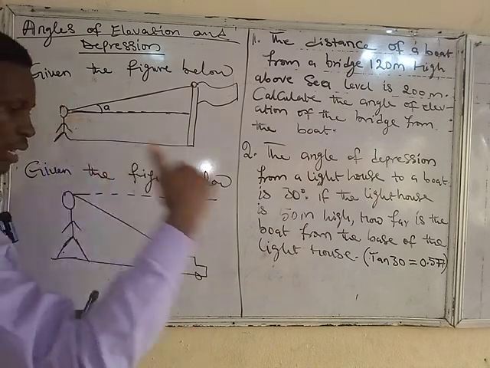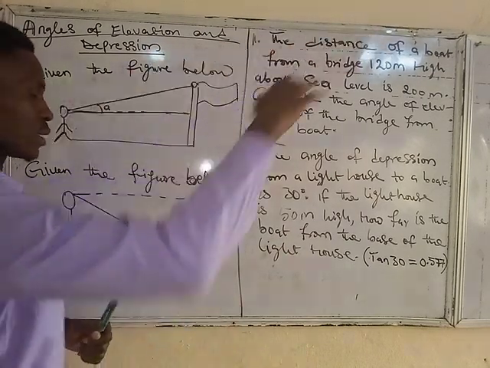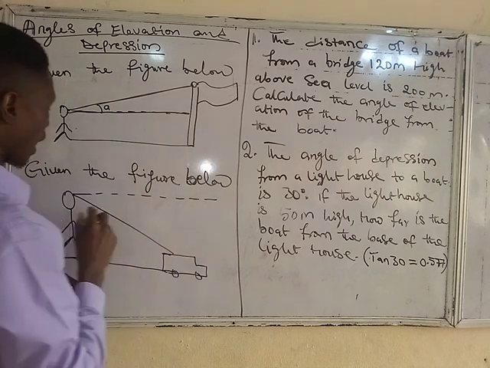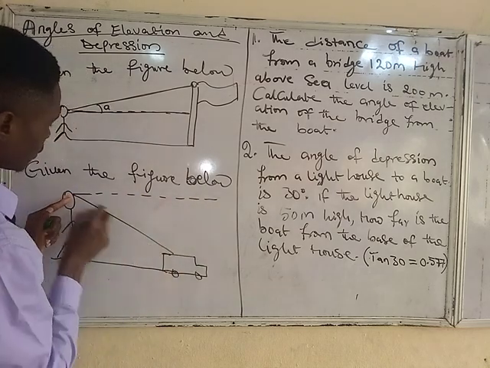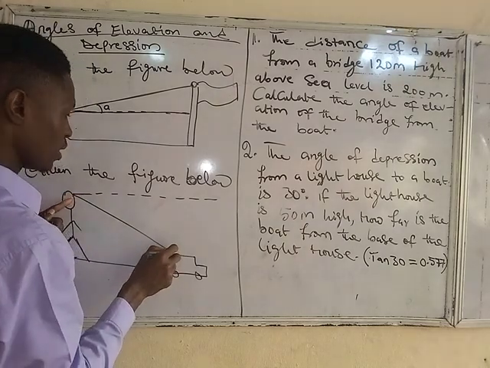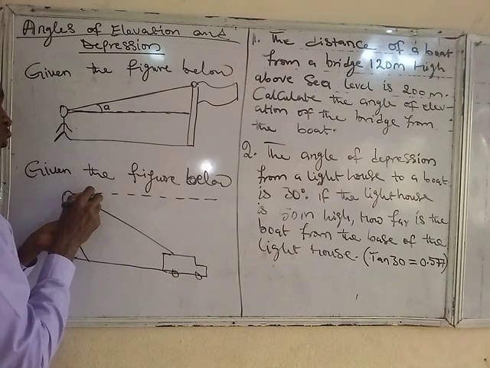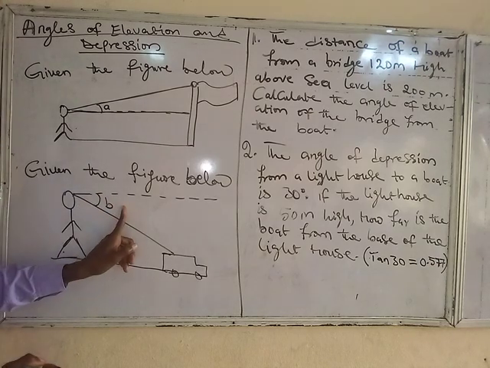But provided you're looking down this way, it forms an angle of depression to the horizontal. So this is the horizontal on the person's side, and this is the slant line of sight down to this car. So this is the line of sight. So the angle it forms to the horizontal is called the angle of what? Depression. So I call that B.